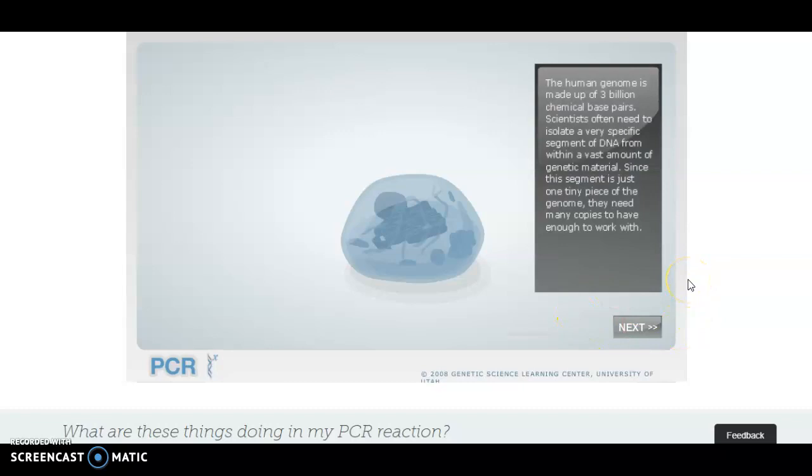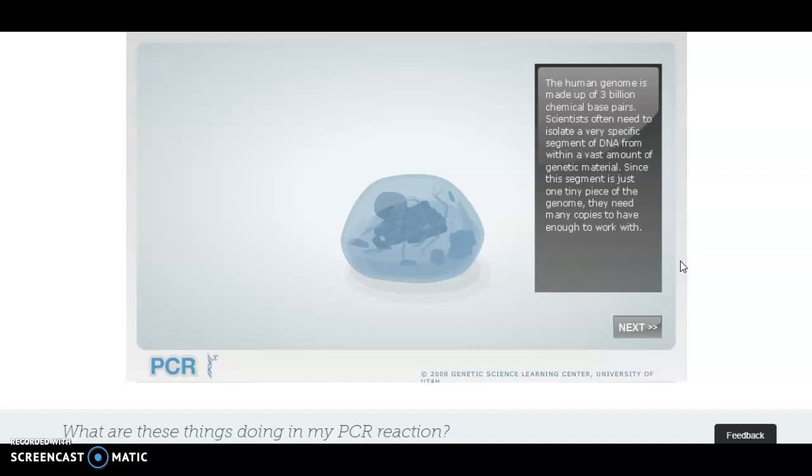Okay, so the human genome is made up of about 3 billion chemical base pairs. Now, scientists often need to isolate a very specific segment of DNA from within a vast amount of genetic material. Since this segment is just a tiny piece of the genome, they need to have many copies to work with.